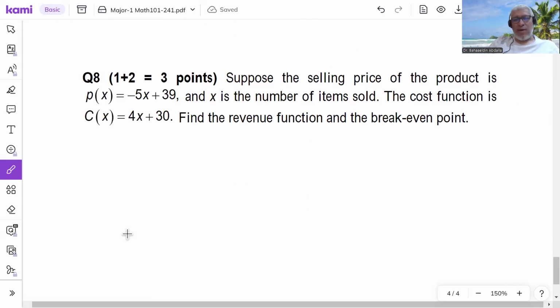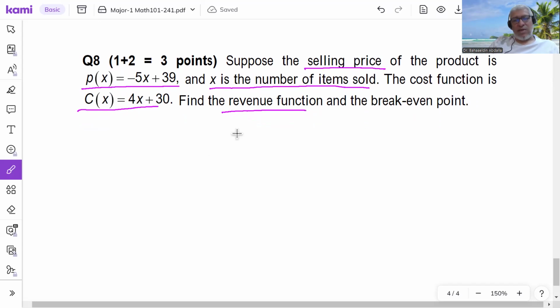Suppose the selling price of the product is p of x. So here p of x is the selling price. P is not the profit here, it is the selling price. And x is the number of items sold. The cost function is given, and find the revenue function and the break-even point.